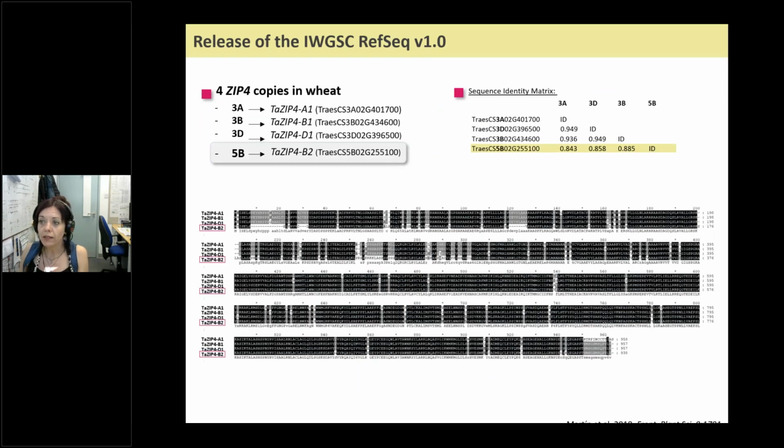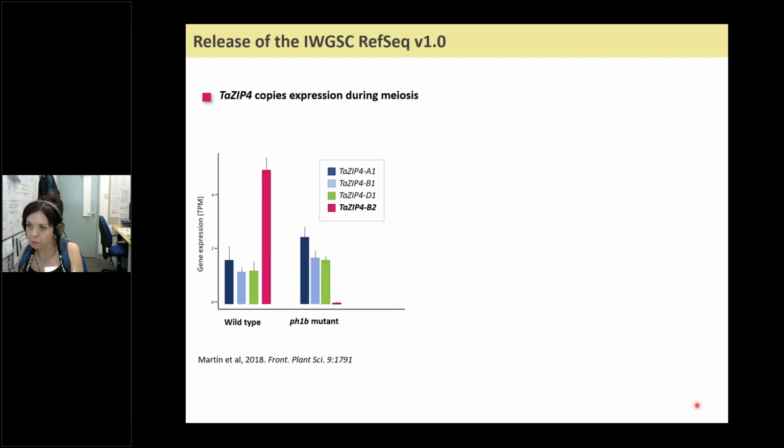We could verify that there are actually 4 copies of this gene, 3 in the homologous group 3, and then this 4th copy that had duplicated from chromosome 3B and inserted into the 5P chromosome. The 3 copies on group 3 were quite similar, close to 95% at the protein level, where the copy on 5P inside the Ph1 locus was a bit more different, particularly in the first third of the protein.